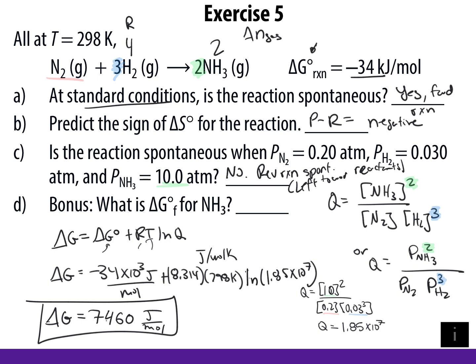For our bonus, what is delta G naught f for NH3? The idea here is that this is the formation reaction, but the formation reaction is just forming 1 mole of NH3. So if I take this reaction and multiply it by 1/2, I'm going to get the delta G naught of the formation reaction for NH3 gas, and so it's actually just going to be negative 17 kilojoules per mole for NH3, using Hess's law, taking this whole reaction and multiplying by 1/2.